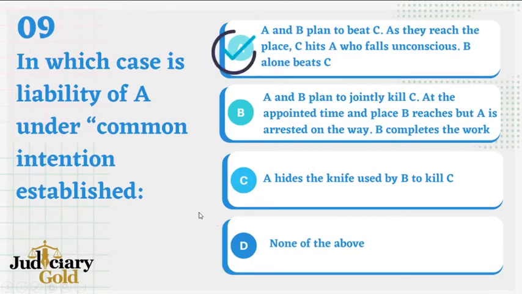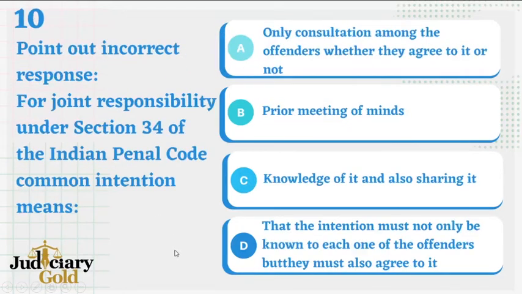The answer is A. We are being asked about the common intention and liability of A. A and B plan to beat C. There is a plan between two people. As they reach the place, C hits A, who falls unconscious. B alone beats C. So even though A became unconscious because of the retaliation, because A and B shared a common intention, will A also be held liable? Yes, A will be held liable. So the answer is option A. Moving on to the next question.